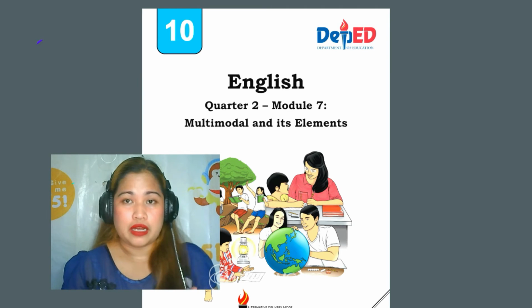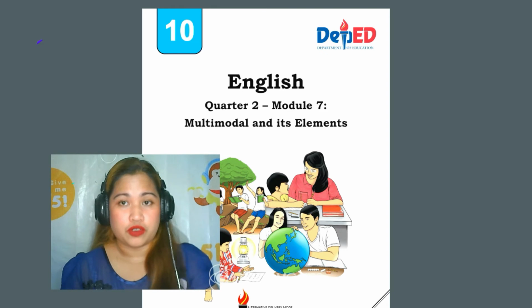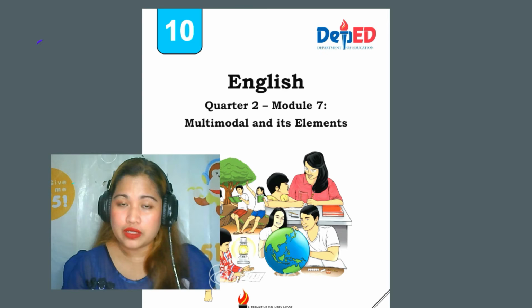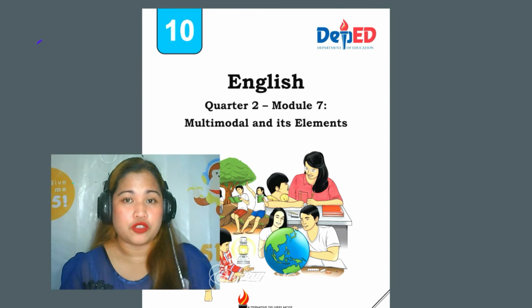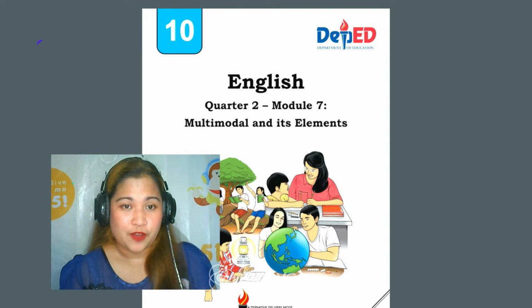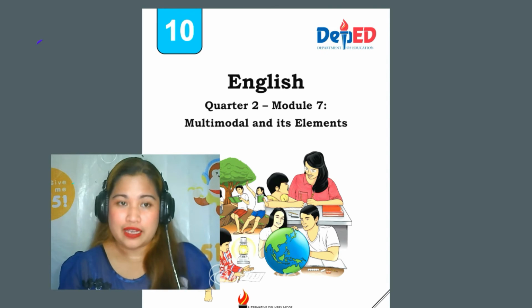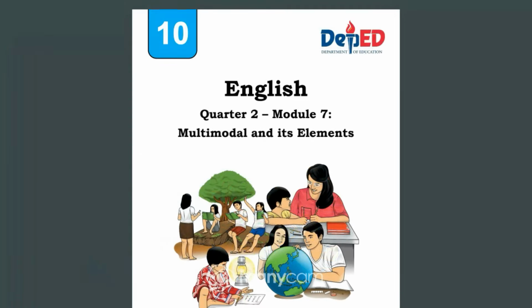So what we're gonna do right now is have just an overview of what you are going to do with the different parts of the module, so that you'll be guided accordingly. And when you answer this module, you know what to do. Okay, so this is our English Quarter 2 Module 7, Multimodal and its Elements.